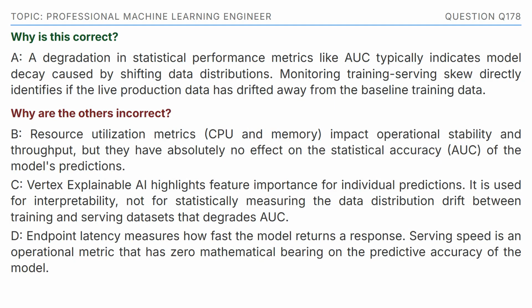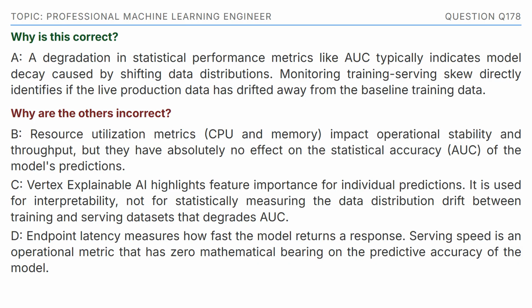A degradation in statistical performance metrics like AUC typically indicates model decay caused by shifting data distributions. Monitoring training-serving skew directly identifies if the live production data has drifted away from the baseline training data.